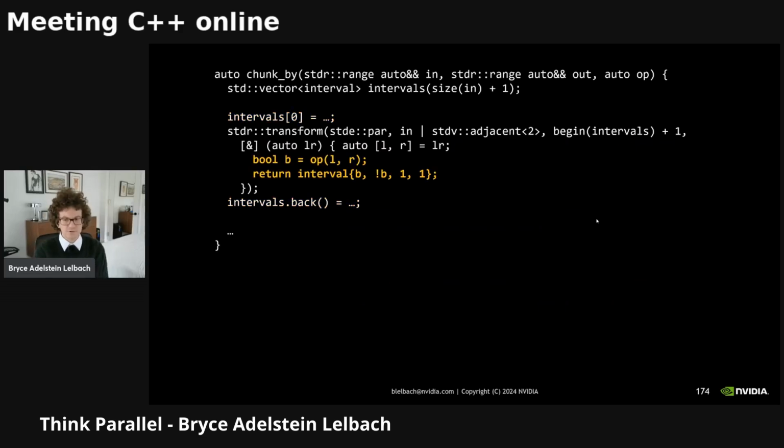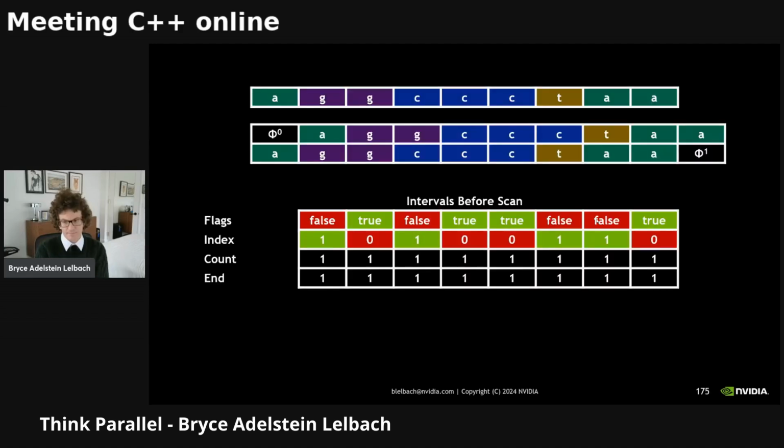For each interior point, we first evaluate the comparison operation. We set flag to the result of that comparison, and we set index to the inverse of that. We initialize both count and end to 1, as this interval represents a single element at this point. For our example problem, the initial state for the interior points looks like this.